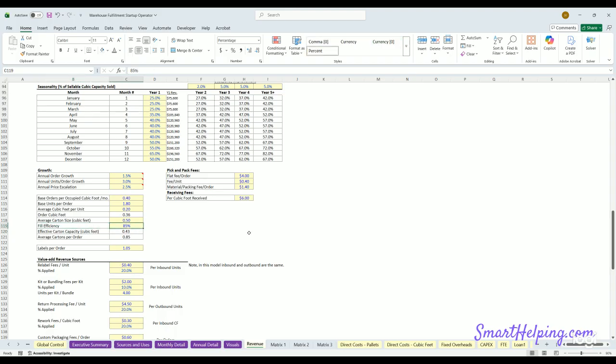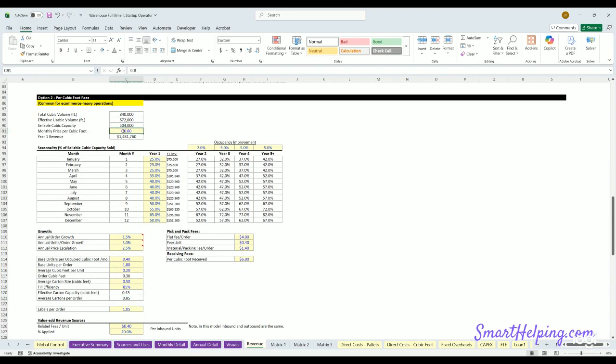Also, fill efficiency defines, of this total carton size, how much is actually available. And then we do that against the amount of cubic feet in a given order to figure out how many cartons we need for a given order. We have storage revenue based on the 60 cents times occupied cubic feet over time. We have pick and pack fees based on a flat fee per order, fee per unit, materials packing fee, and cubic foot received, charging for that here.